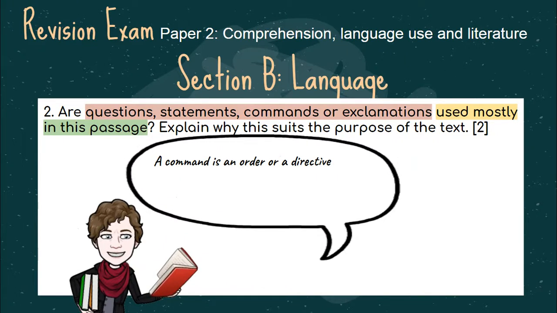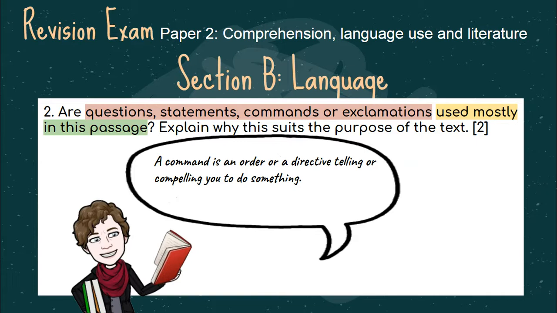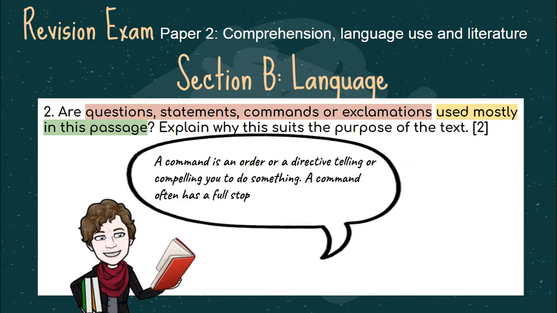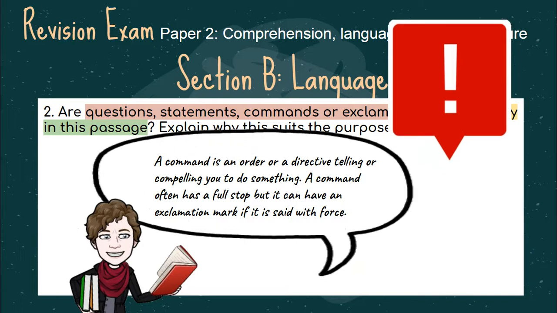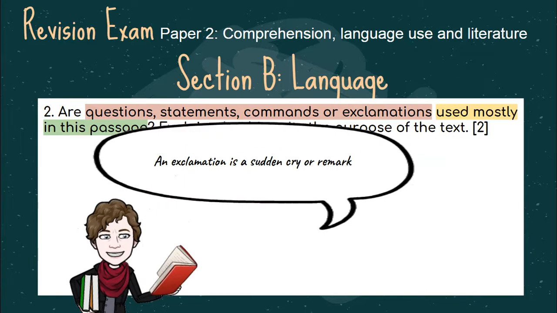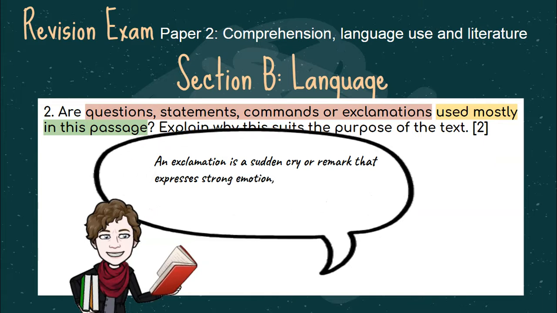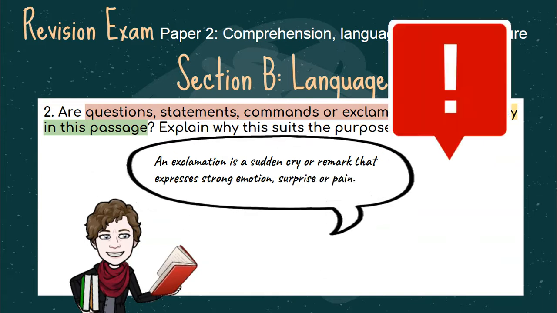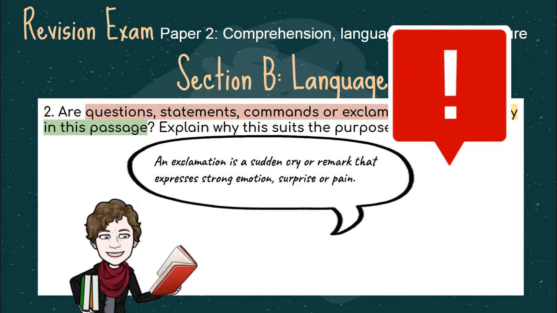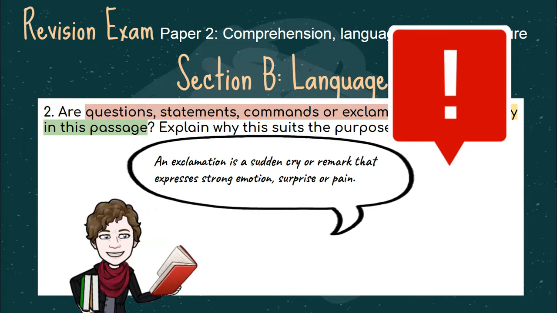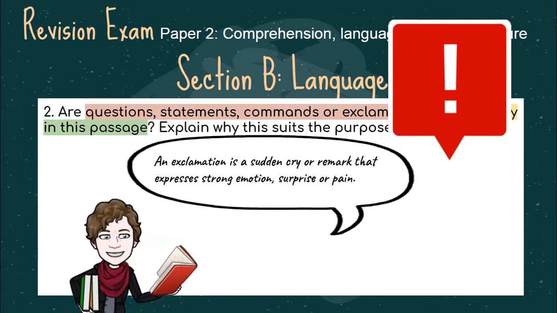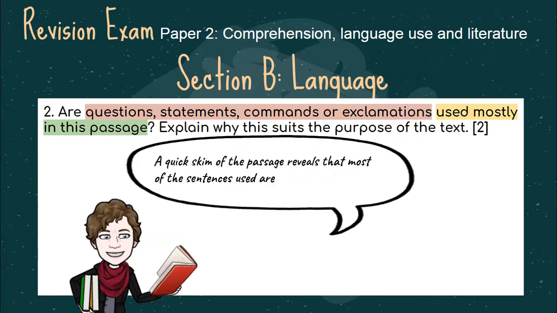We have a command. A command is an order or a directive. So it will be telling or compelling you to do something. A command often has a full stop, but if you want to say it with force, then you can use an exclamation mark. Now, an exclamation is usually a sudden cry or remark, and it expresses a strong emotion, surprise, or pain. You guys are pretty good at recognizing an exclamation. At the end of an exclamation sentence, you'll put 1 exclamation mark to mark it as such.